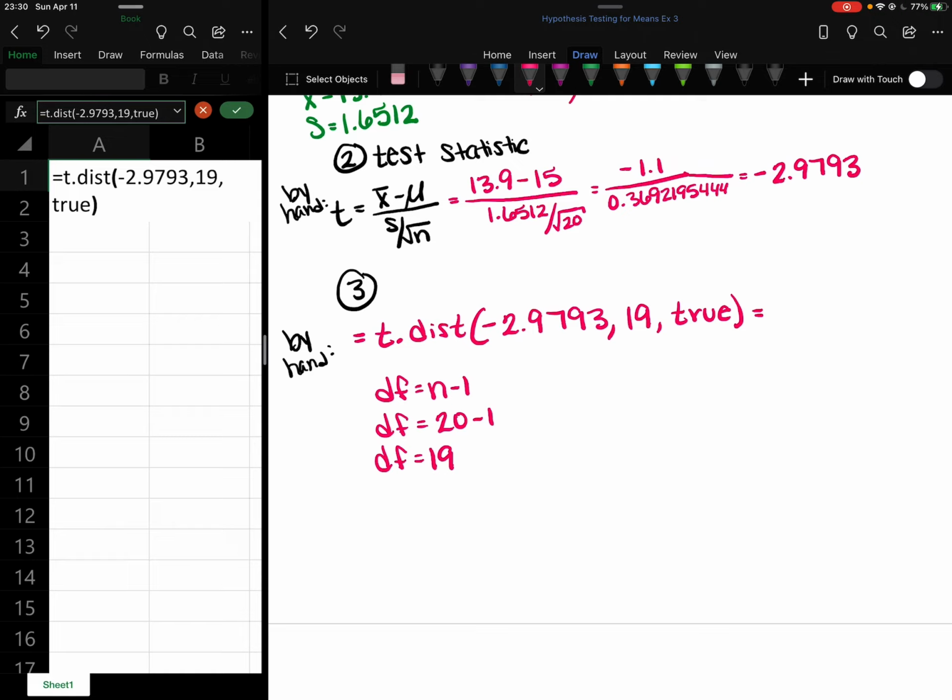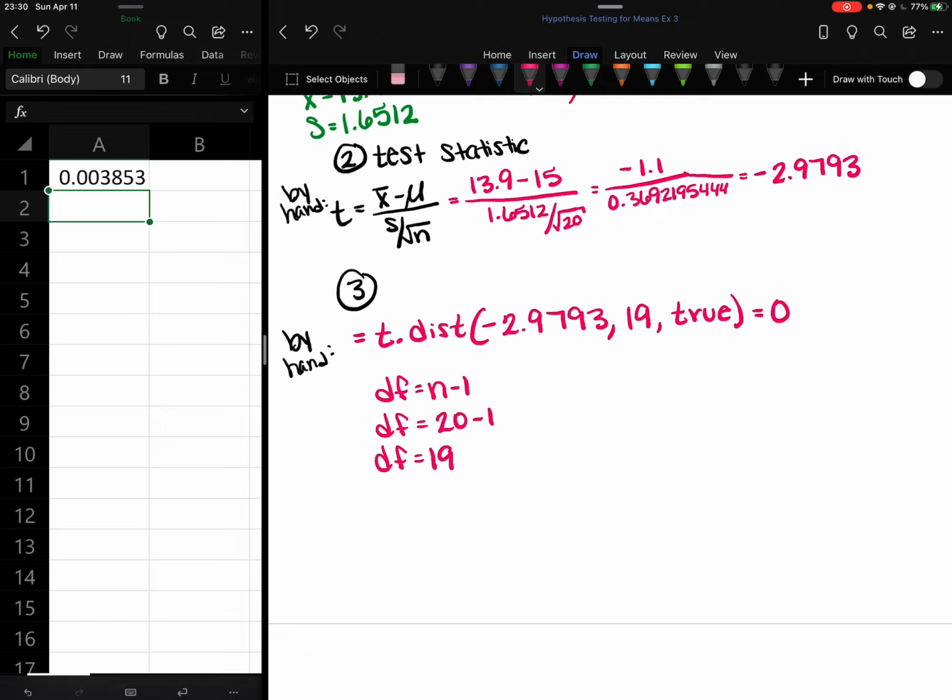So negative 2.9793, comma 19 for degrees of freedom, comma true, because I want everything from negative 2.9793 and below. I don't want just negative 2.9793. I want everything less than it. And we get 0.0039. That's our p-value. I didn't write that when I wrote the 3.